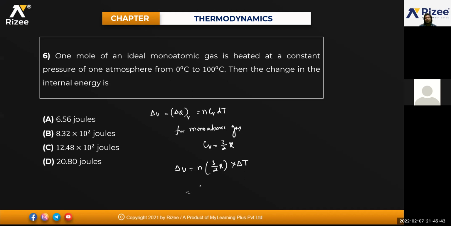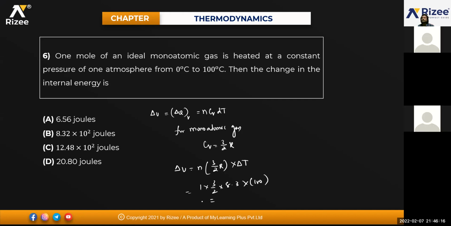That means how many number of moles? 1, into 3 by 2. R value is 8.3, into temperature difference 0 to 100, that means 100. So simplify it, you will get the answer for this one. See how much I am getting? Anyone? dU is equal to n into 3 by 2 into R into delta T. Everything is given. So it is 1 into 3 by 2 into 8.3. Option C, 12.48 into 10 to the power of 2 joules.